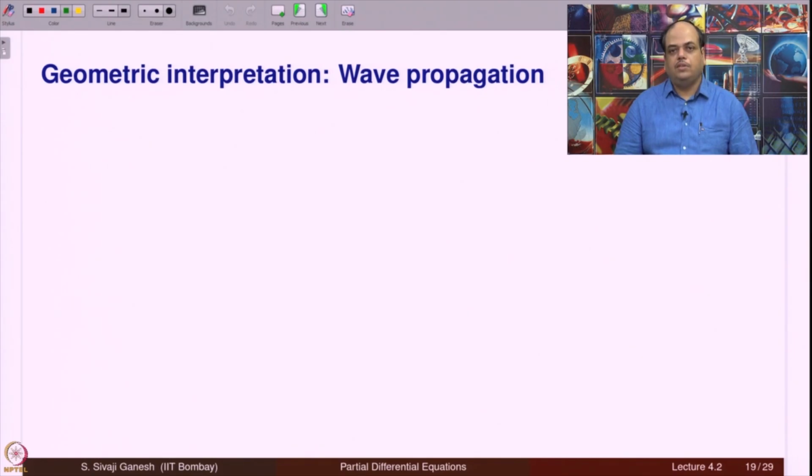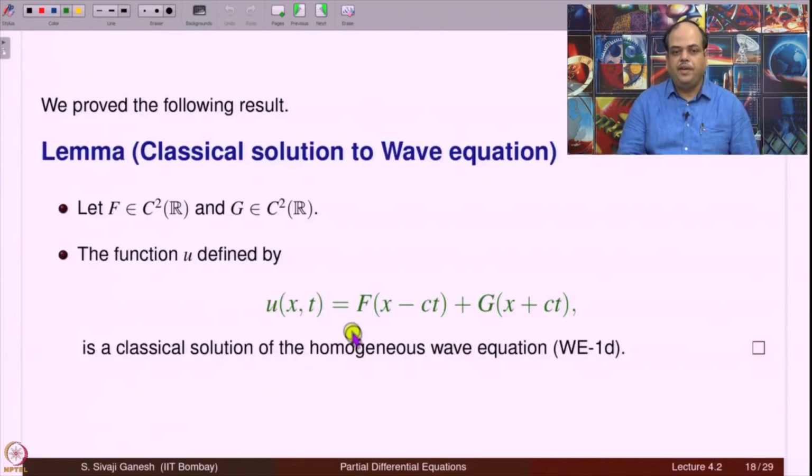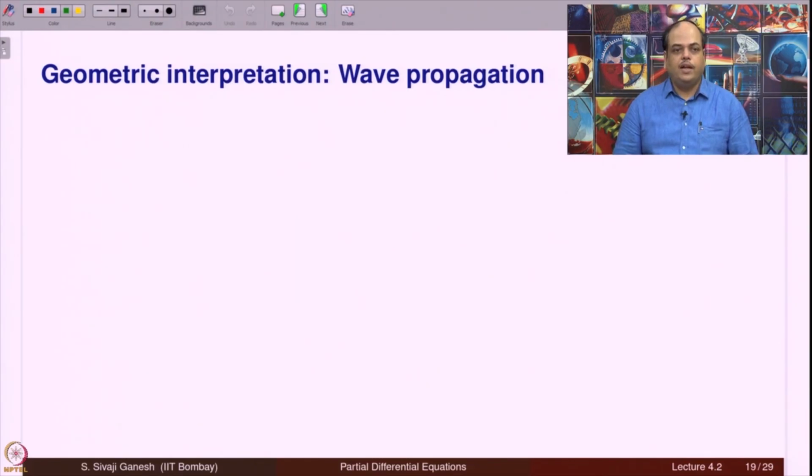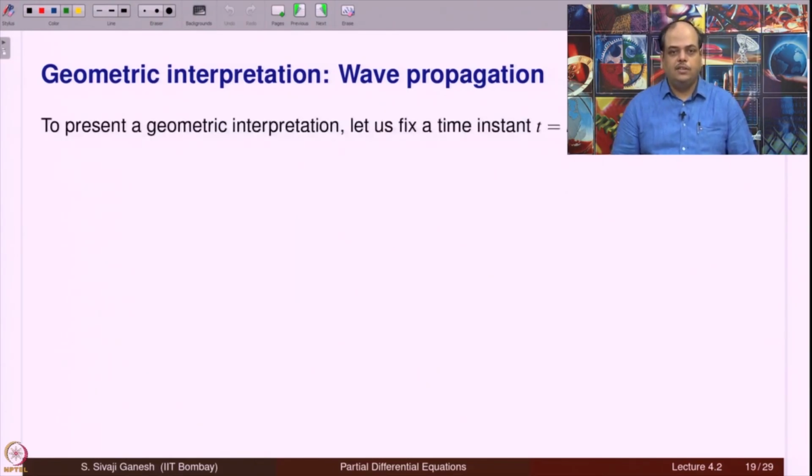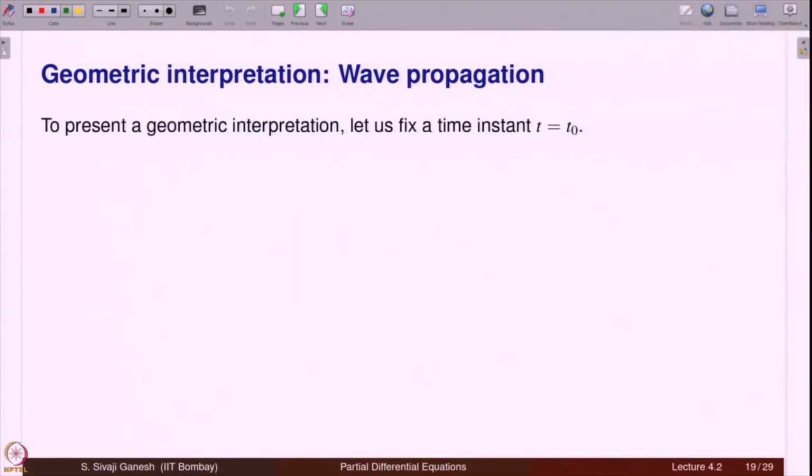Now, we impose initial conditions on this and we determine what f and g should be in terms of the given functions phi and psi. Before that, let us do a geometric interpretation as a wave propagation.